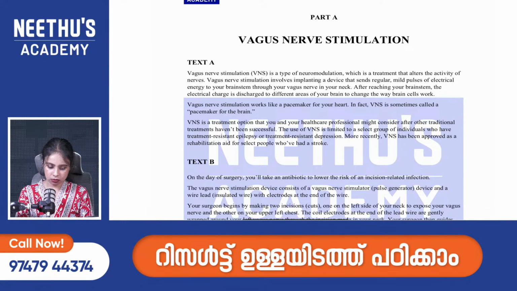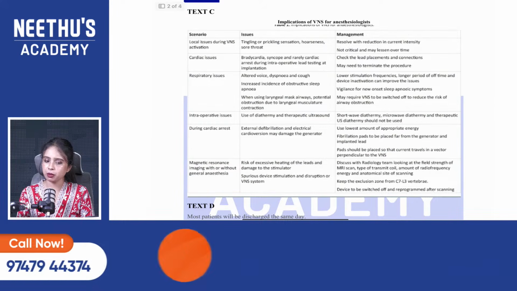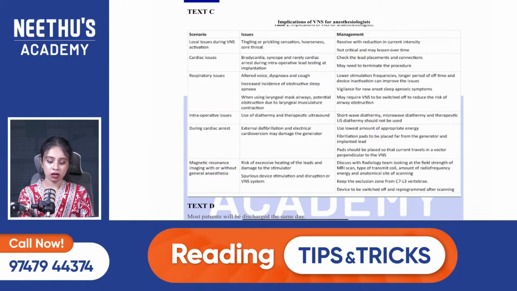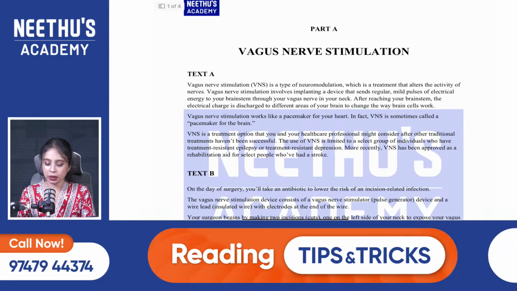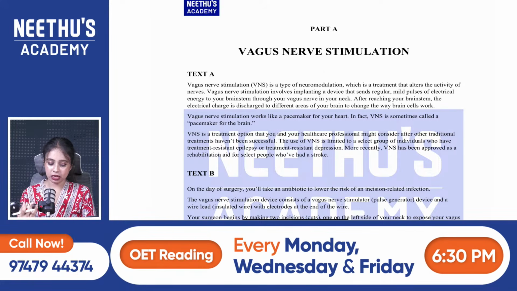So here, let's do the skimming and scanning method, and of course there is a table mentioned here. One of the texts will be pictorial or something, definitely. Let's see what is mentioned in vagus nerve stimulation. So do the material. If you haven't done the material, please do it, then we will discuss it.